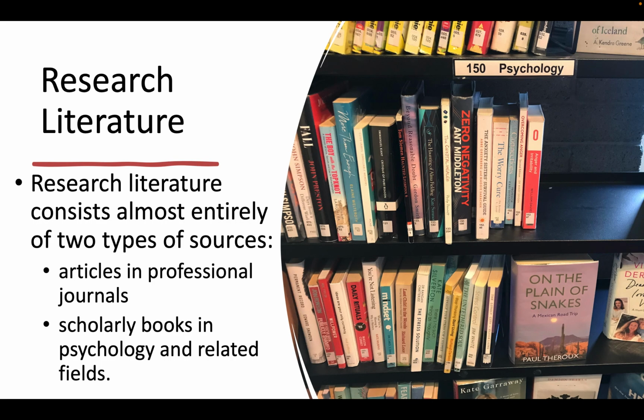Research literature consists almost entirely of two types of sources: articles in professional journals and scholarly books in psychology and related fields. Now, the difference is, and this is one of the things that you need to remember, if somebody publishes something in a book, it takes that book a long time to be printed. It takes that book a long time to be put together. So potentially, if you find something in a scholarly book, it's dated.